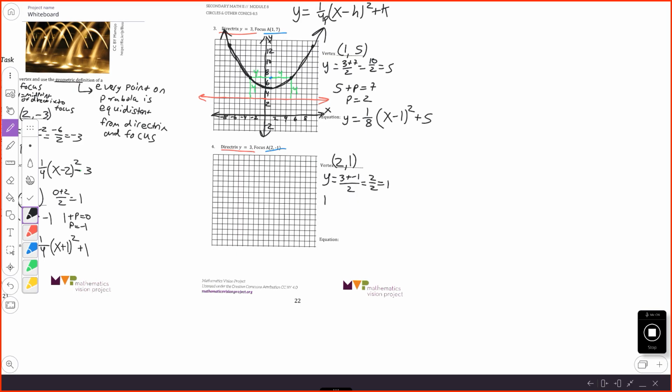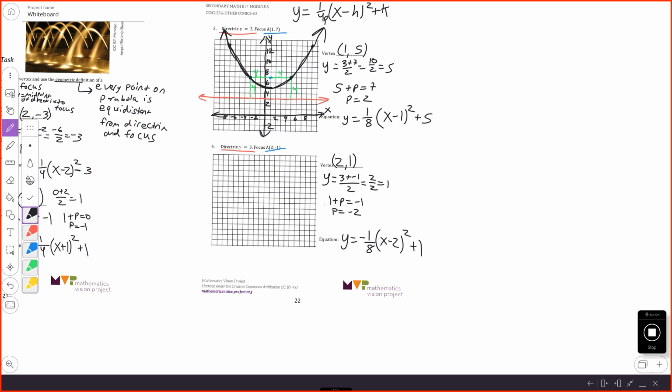My p value, I know that I have to go from 1 to negative 1. So I know that 1 plus p equals negative 1. So p has to be negative 2. So my equation is y equals negative 1/8, since negative 2 times 4 is negative 8, times x minus 2 squared plus 1.